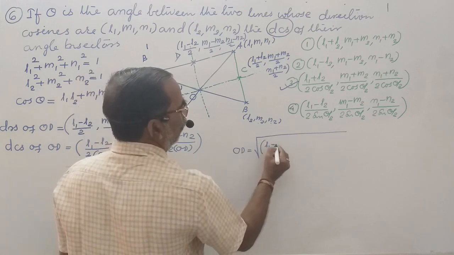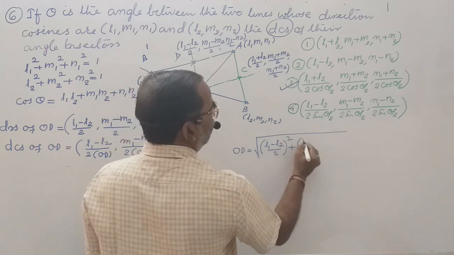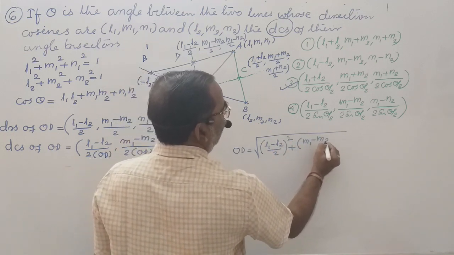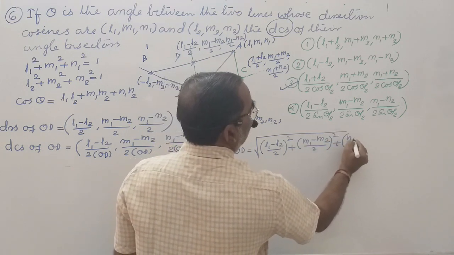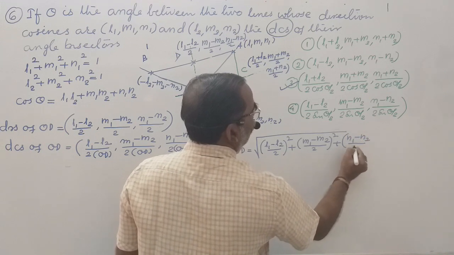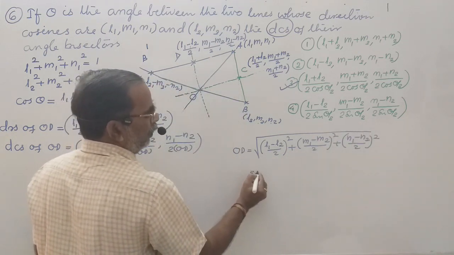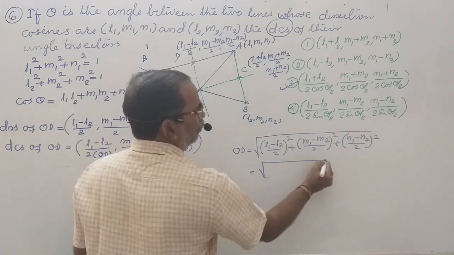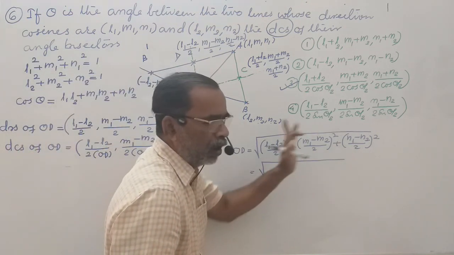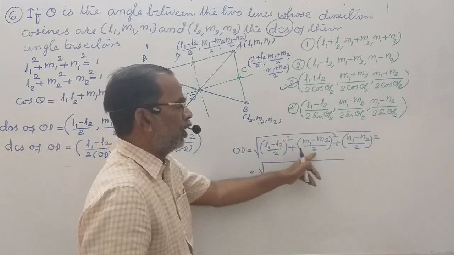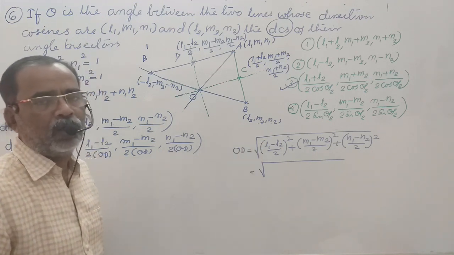So this will be L1 minus L2 by 2 whole square plus M1 minus M2 by 2 whole square plus N1 minus N2 by 2 whole square. Yes. Let us simplify. This will be root over. So all the three numbers, they have same number in the denominator. On squaring, which becomes 4. Therefore, LCM is 4. So you expand the numerators.